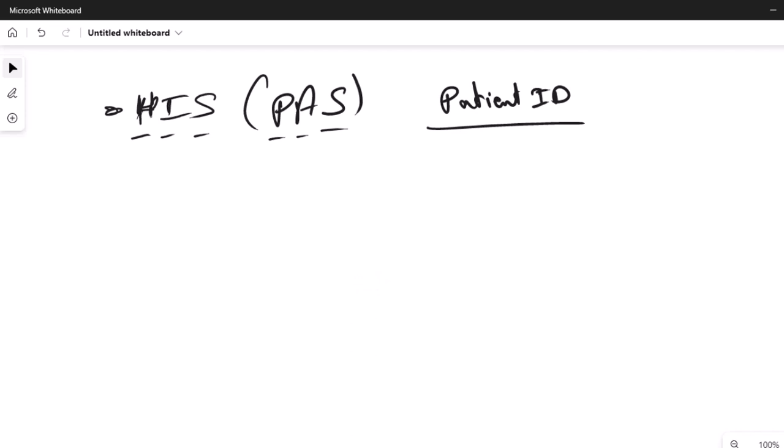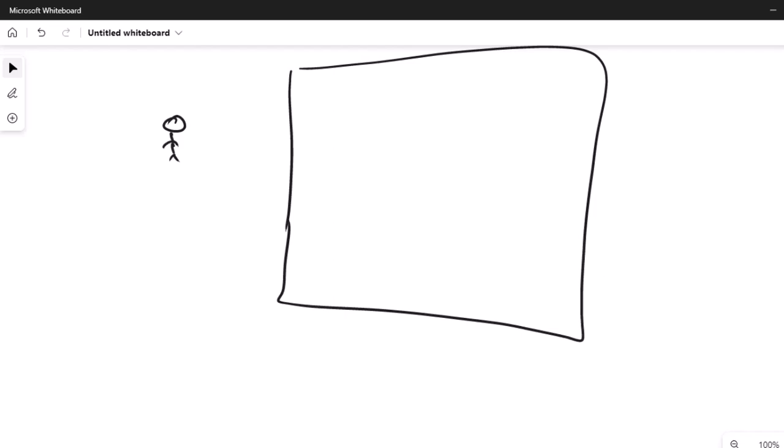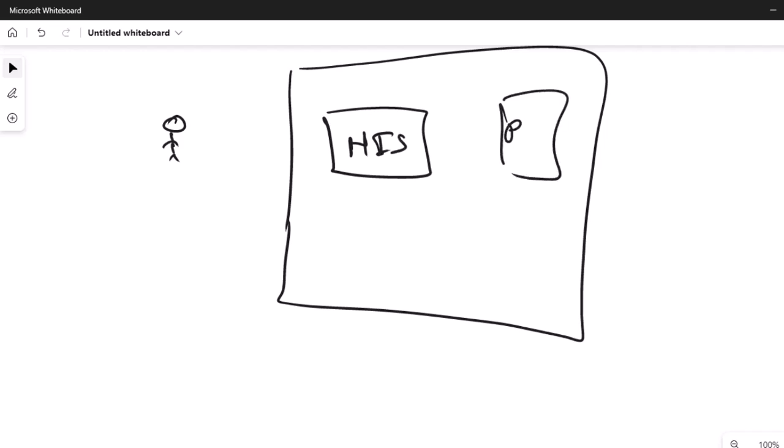Okay, so here I'm gonna give you an example to show how these systems work. Let's say this is a patient, and this is a hospital. In the hospital we have these systems, the HIS and the other ones, PACS for example, the RIS, and the other one. Let's say this is his first time going to a hospital.